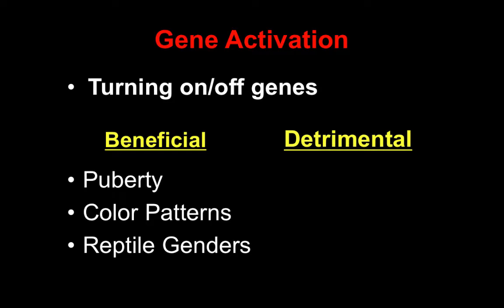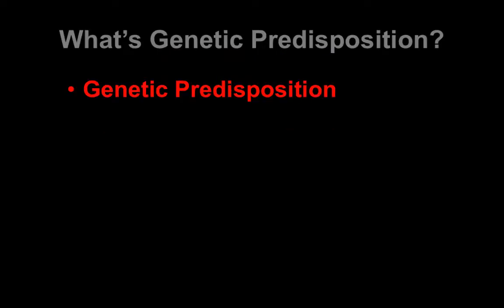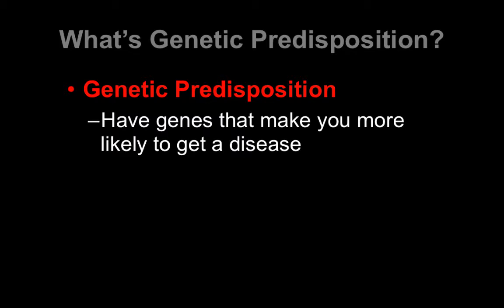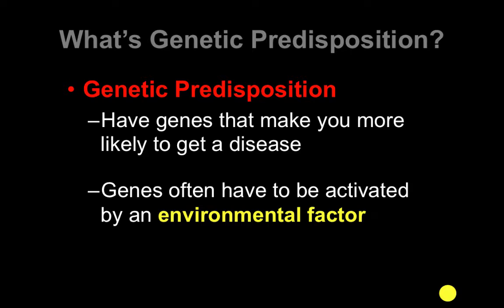Now, on the other side, gene activation can be detrimental, especially with things like cancer. Before we look at that, though, we have to look at this thing called genetic predisposition. What this means is you have genes that make it more likely for you to get a disease. Predisposed means more likely to get. But these genes very often have to be activated by some sort of environmental factor. So you only get the disease if the environmental factor turns that gene on.